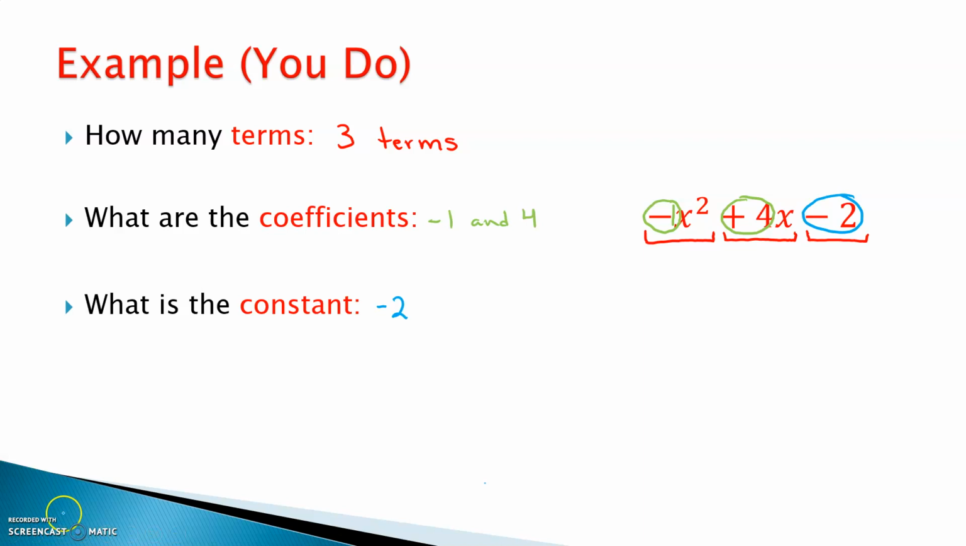So here are the answers. So how many terms do we see in this polynomial? There's 3. So again, there's 1, there's 2, and there's 3. And again, they're separated every time you hit a plus or minus sign. That's what separates your terms.